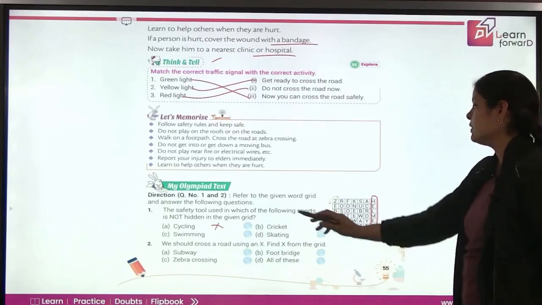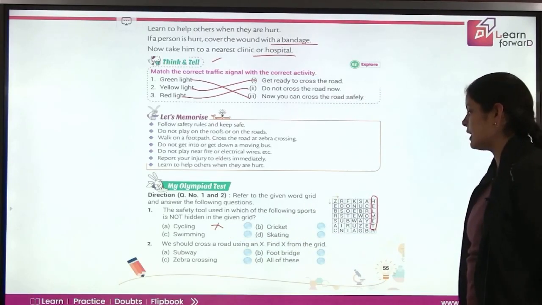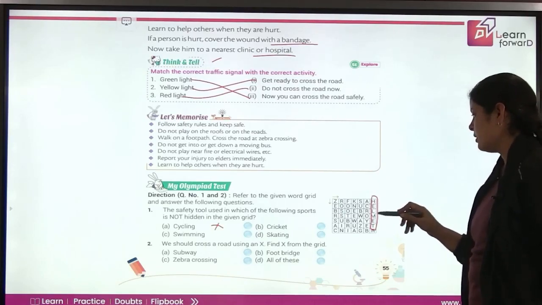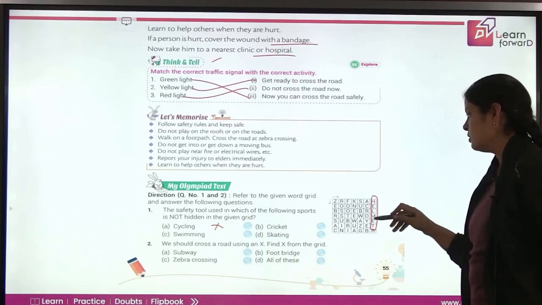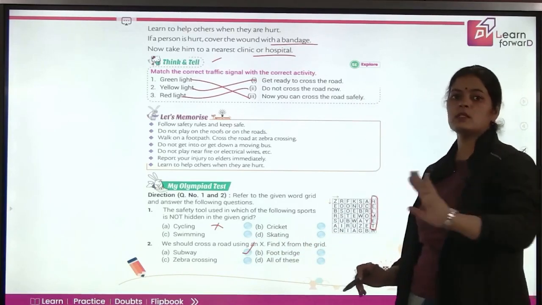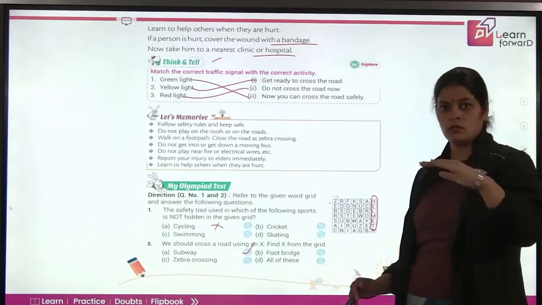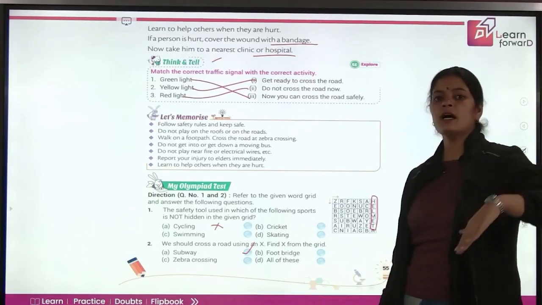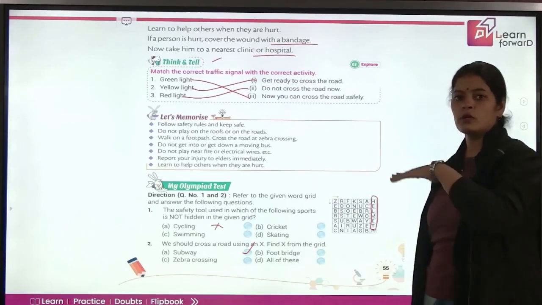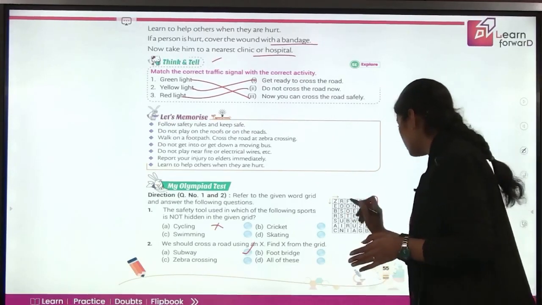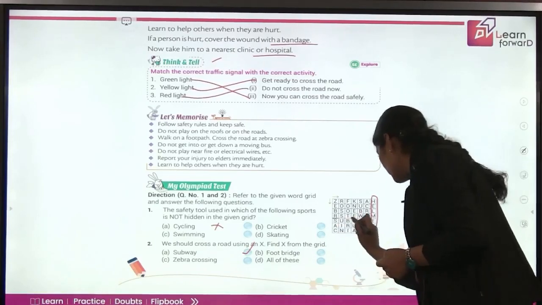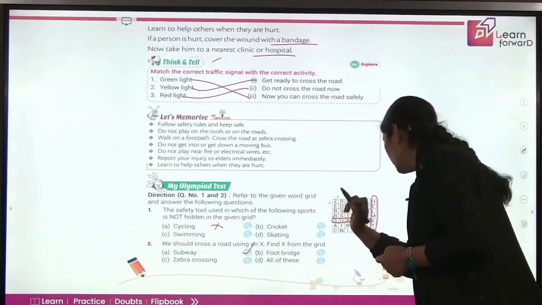At last, we should cross a road using an X. Find X from the grid. So subway, footbridge, zebra, subway. A subway is a place that is underground, which means it is not actually over the road. It is a path that is underground and you can easily cross the road because vehicles are moving on the road upside. So this is subway. And only one is left.